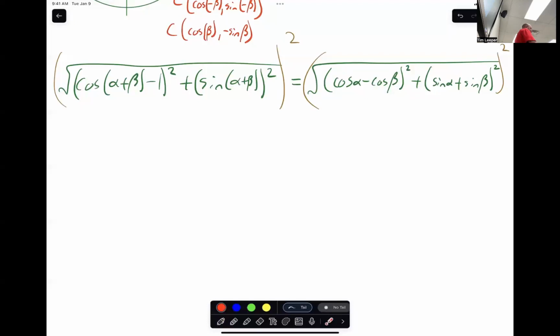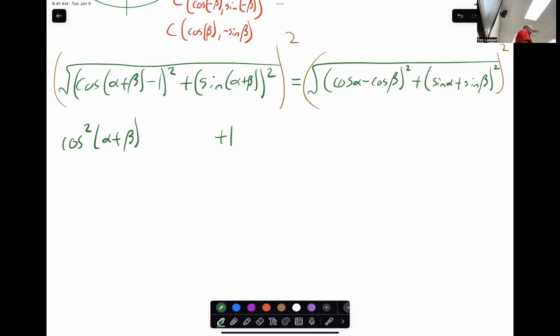On the left-hand side, I'm going to square cosine of alpha plus beta minus 1 using the binomial squared formula. So to do that, I need to square everything in there. That's going to give me cosine squared of alpha plus beta. Leave some space here because we need that middle term. And then square the last term. Squaring the last term gives us a plus 1.